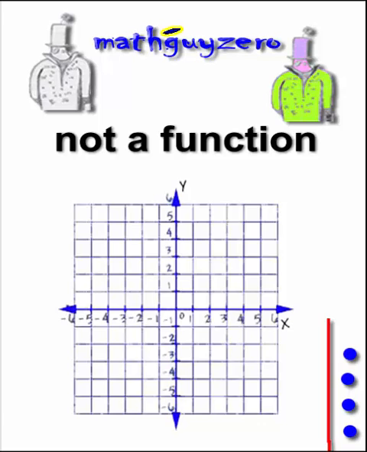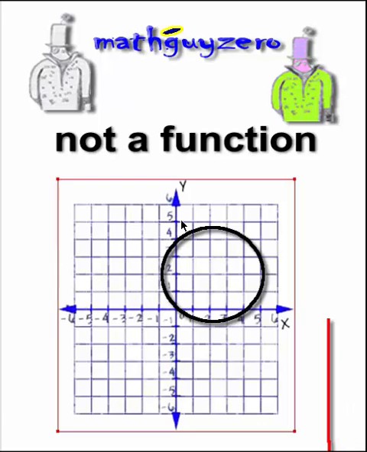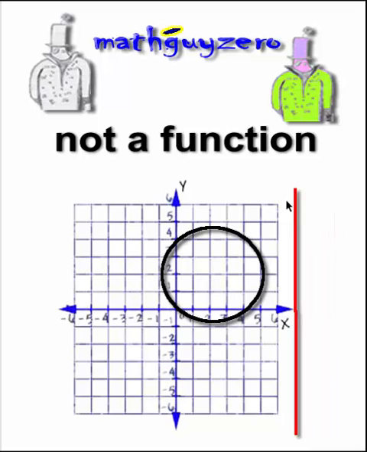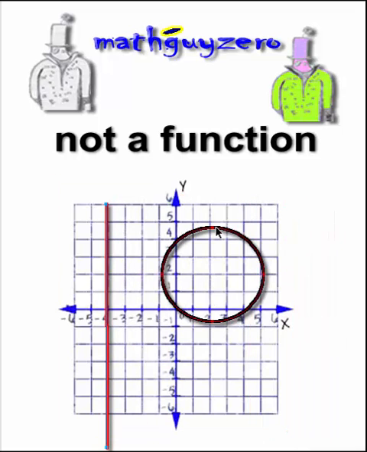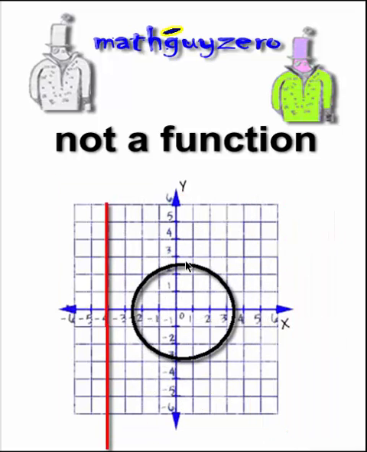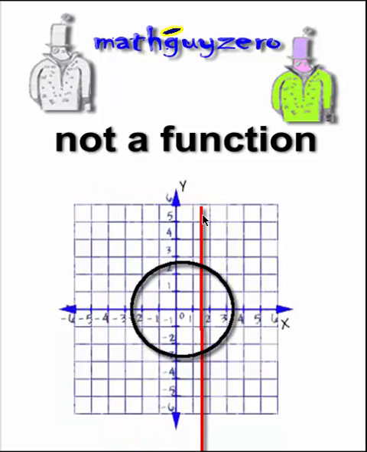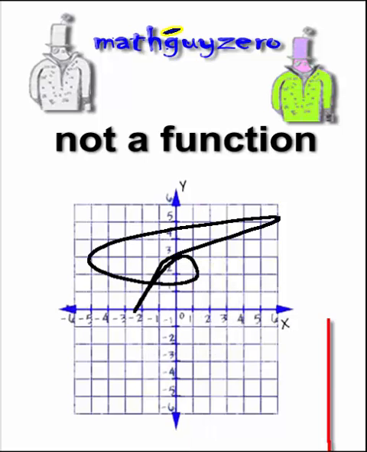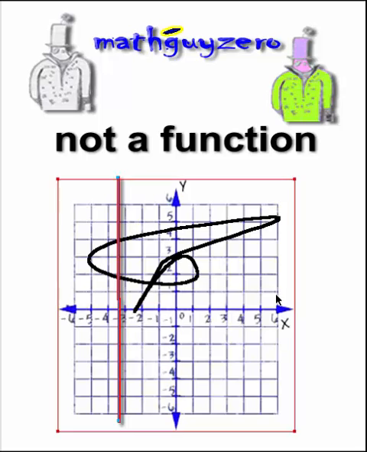So here's some examples of other non-functions. Circles, right? Fails this test every time. Bam, bam, bam, bam, bam. Let's move the circle around. So in other words, if I plugged in 1 for x, what would you give me back as a y? A positive 2.5 or a negative 2.5, right? See the confusion there? So it's not a function. Anything where you can cross it more than once is not a function.